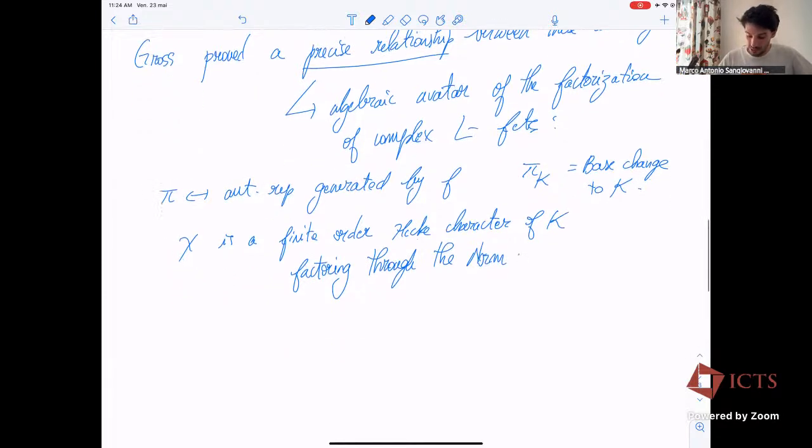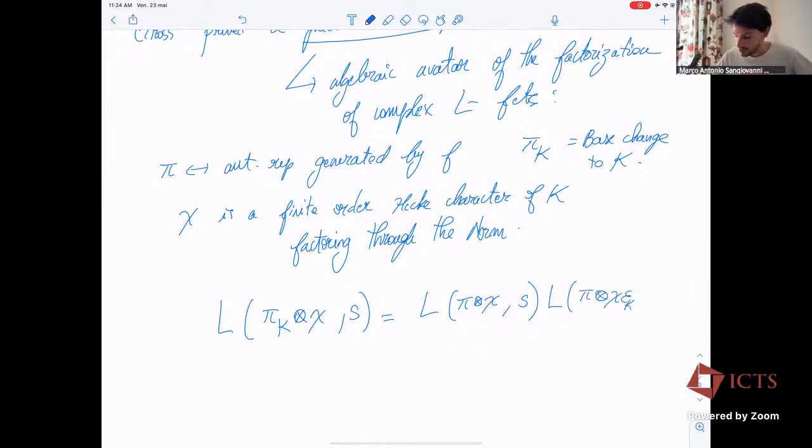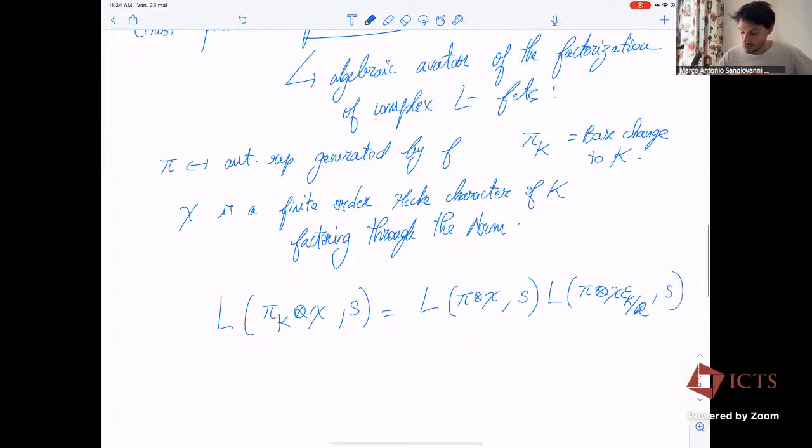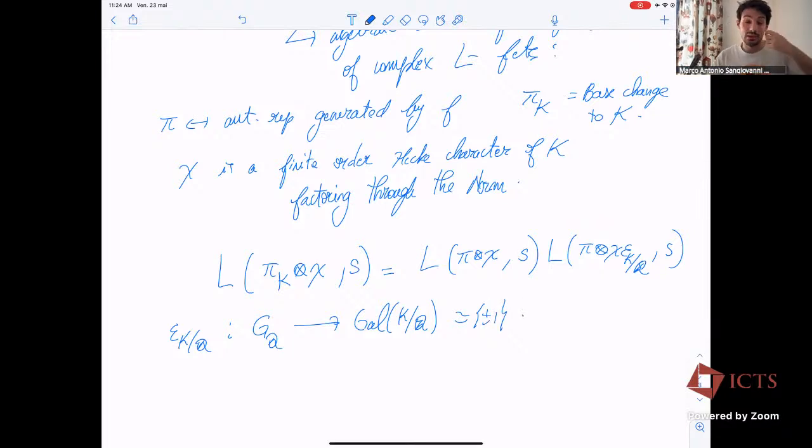Then you have this relation that if I take the base change to K and I tensor it with chi, and here I take s, then this factors. So I get L of pi tensored with chi, seen as a Dirichlet character of Q, s, times L of pi tensored with chi epsilon_{K/Q}, s, where epsilon_{K/Q} is the character corresponding to K by class field theory.